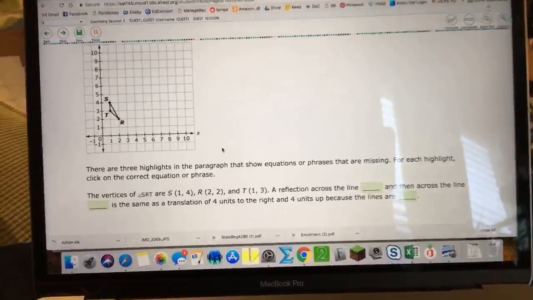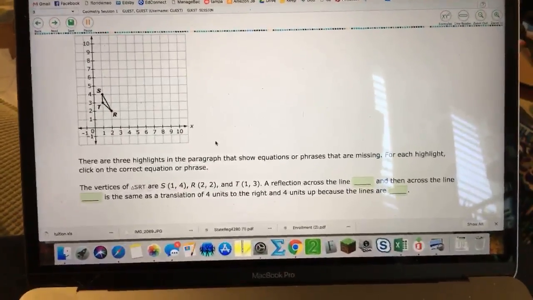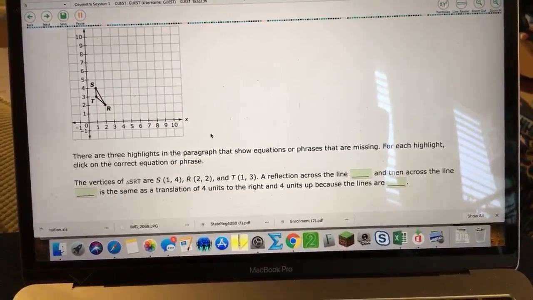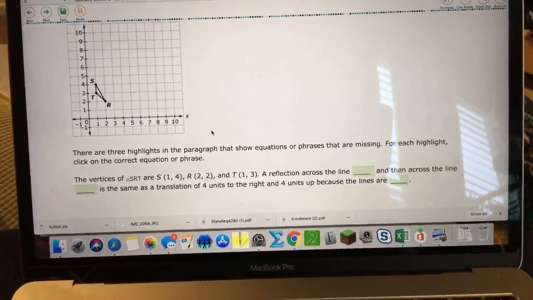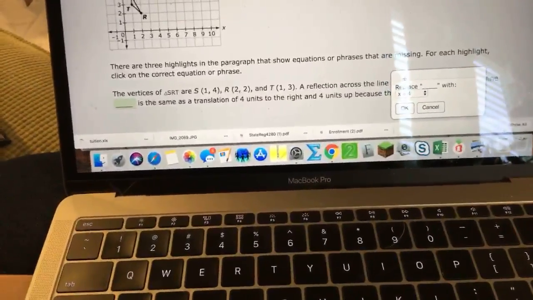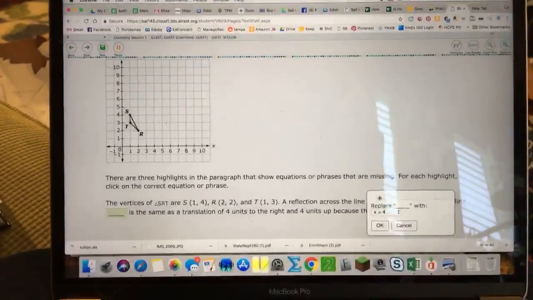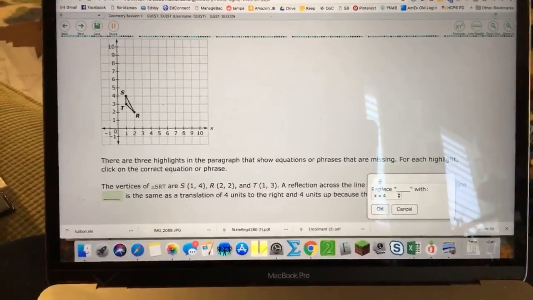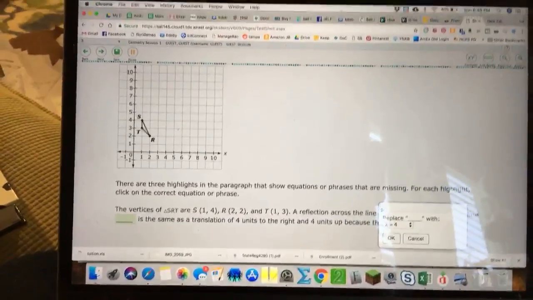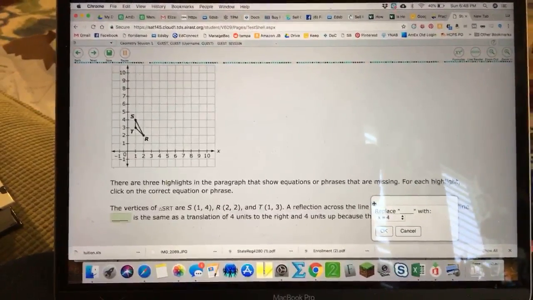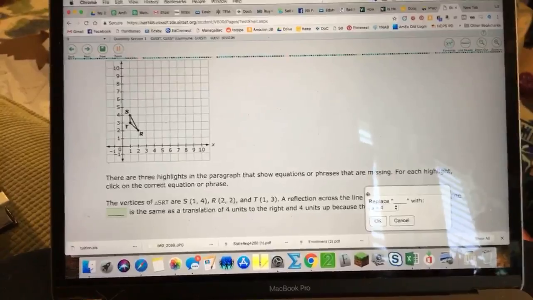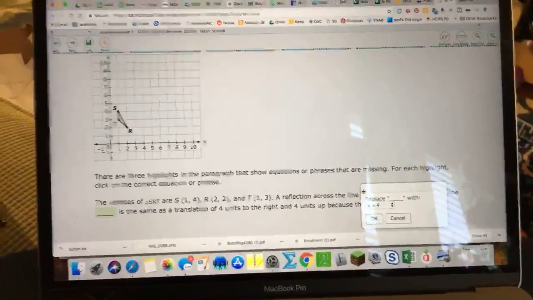So, the vertices of SRT are (1, 4), (2, 2), and (1, 3). A reflection across the line blank. What is this practice test? Nick, if you were to go to Google, FSA practice computer based, you would get this test. All right.